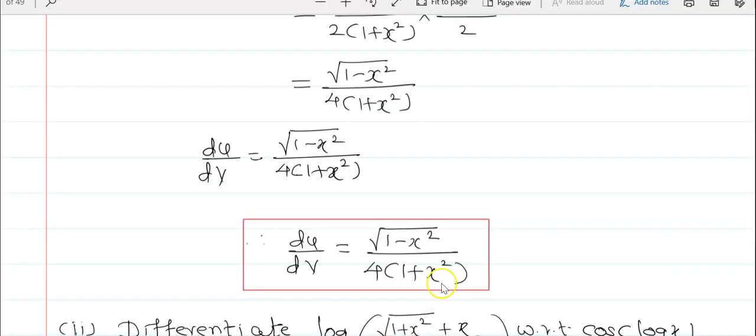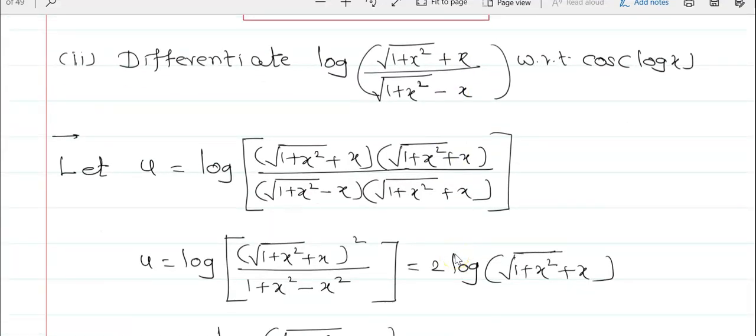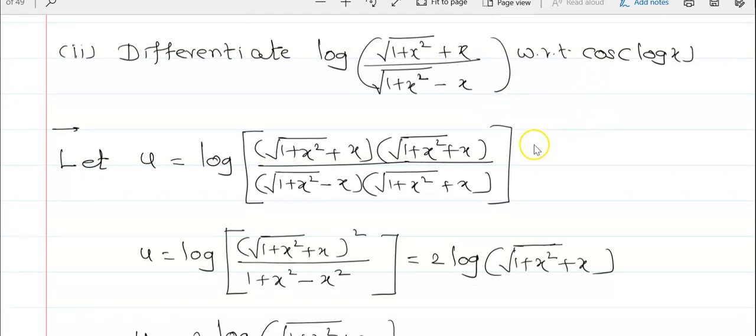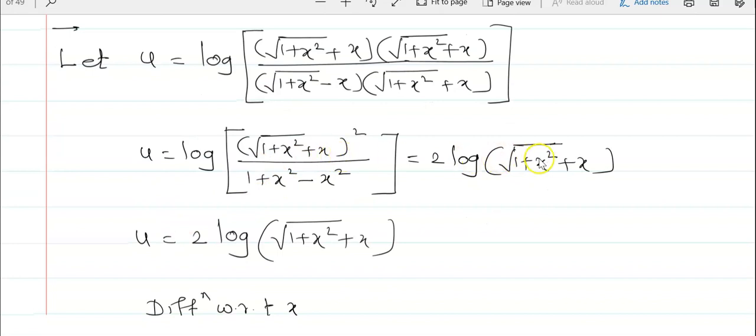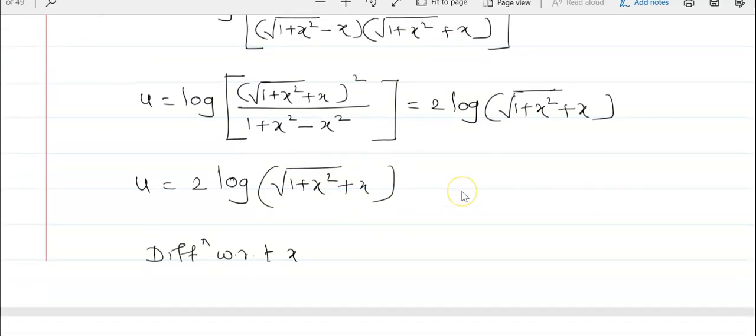Now you can see this again here. Differentiate log of root of 1 plus x square plus x upon root of 1 plus x square minus x with respect to cos of log x. Now this is u. Multiply numerator and denominator by the conjugate, root of 1 plus x square plus x. Then you will get u is equal to 2 log of root of 1 plus x square plus x.